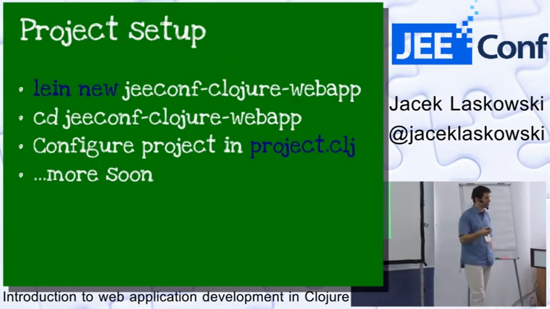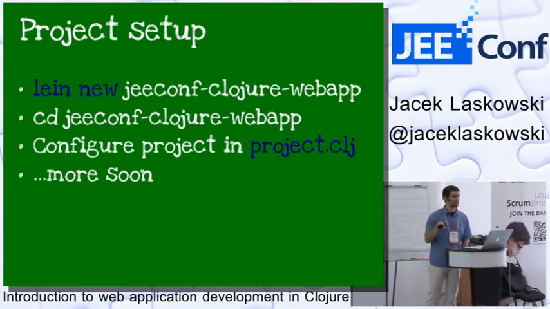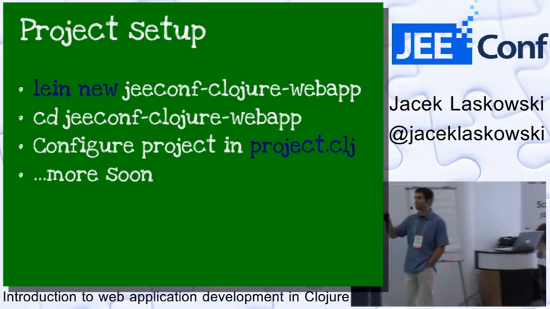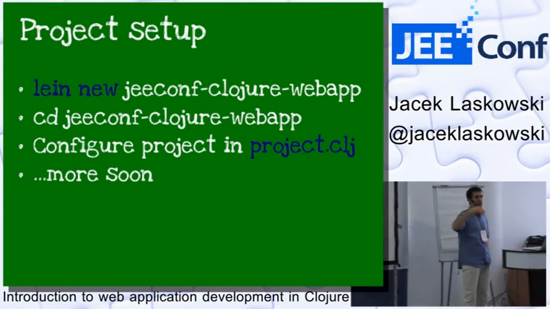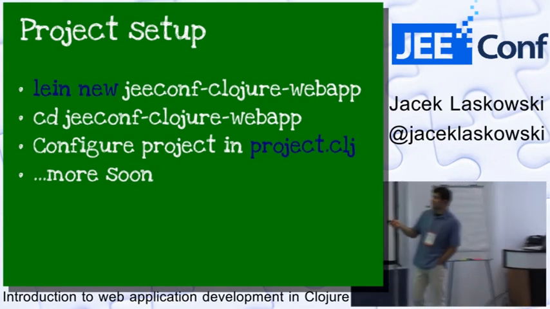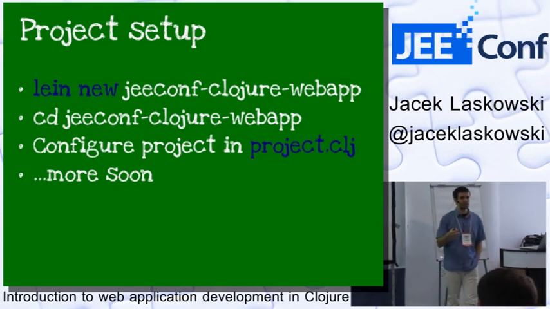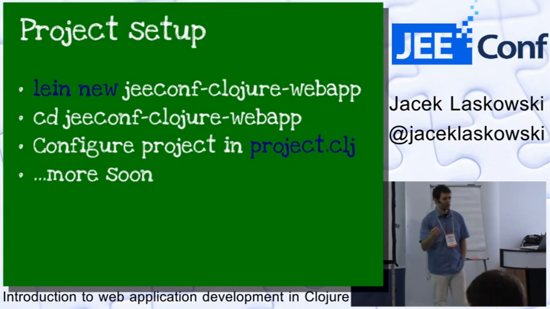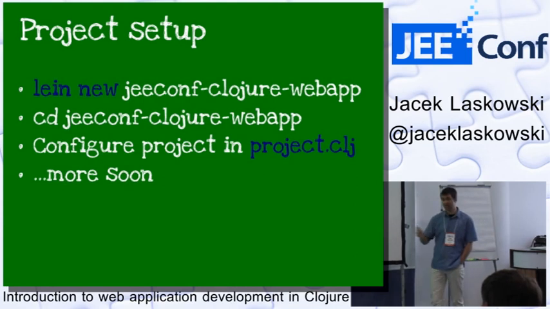So lein new plus the name of your project gives you a project structure. So it's different from SBT, right? SBT doesn't provide sbt new. You need to install additional tools to have something like lein new, right? Or Maven archetype create. Is it correct? Yes. Okay, good. So lein new creates a project with some basic files, so you can get started. You can run this project once you finish lein new, and that's it.